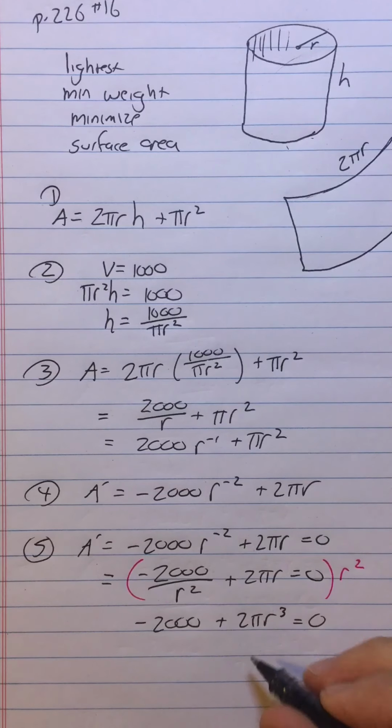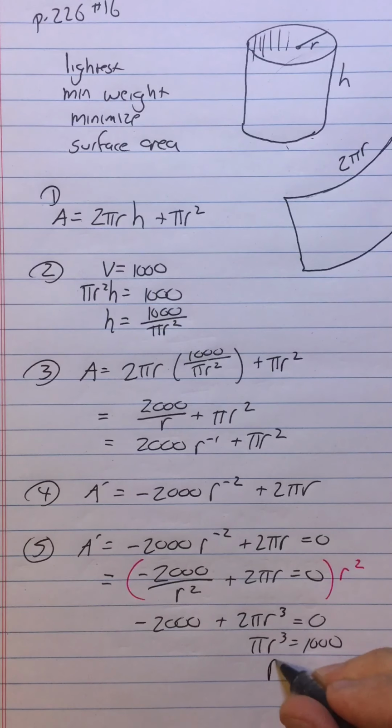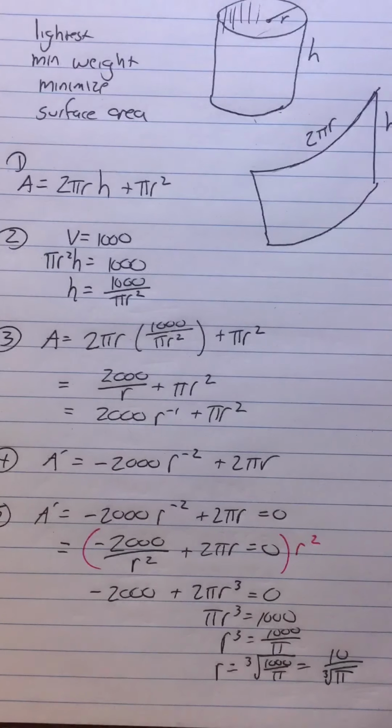I put the 2,000 over and divide by 2, so pi r cubed equals 1,000. Divide by pi, and r cubed equals 1,000 over pi. It's nice that 1,000 is a perfect cube, so r equals the cube root of 1,000 over pi, which is equal to 10 over the cube root of pi. All right, now that's your critical point. You could rationalize the denominator, but it's probably not going to be helpful, so let's not. Okay, next step, we'll finish this problem up.